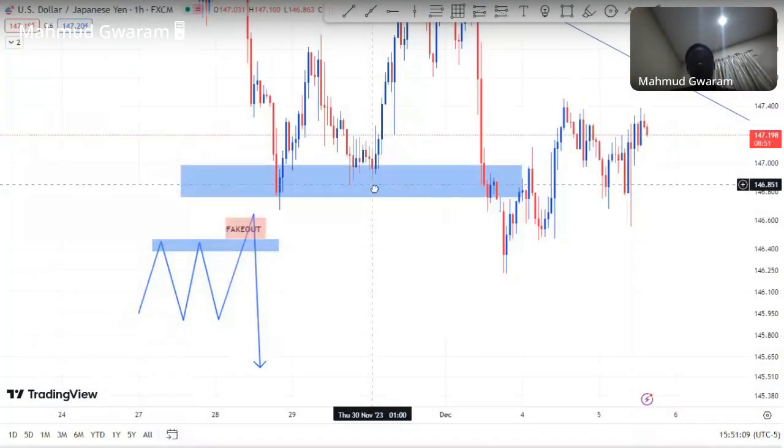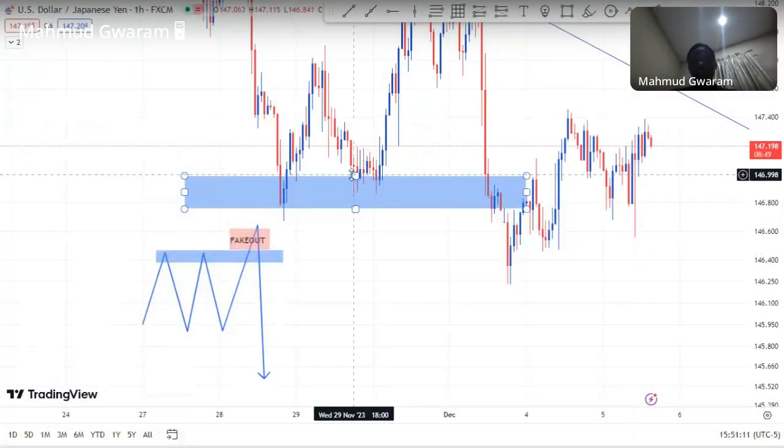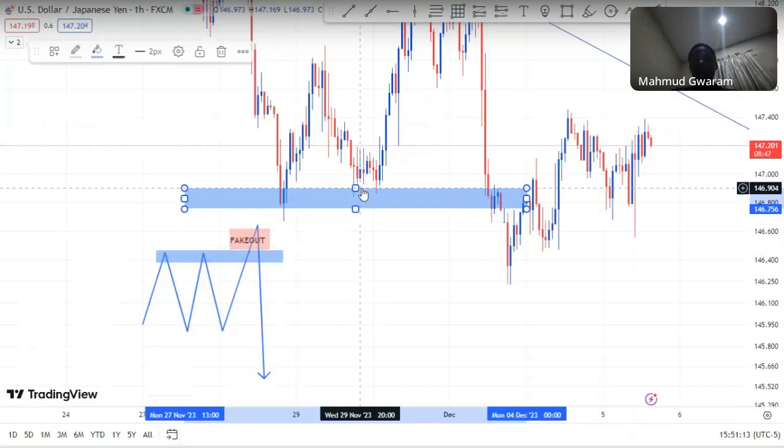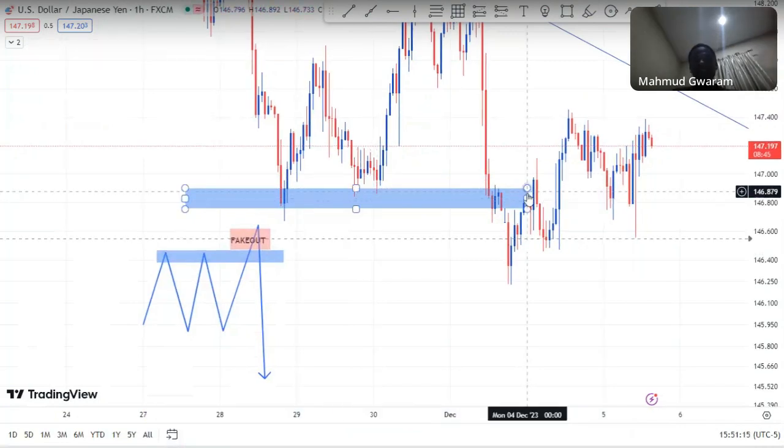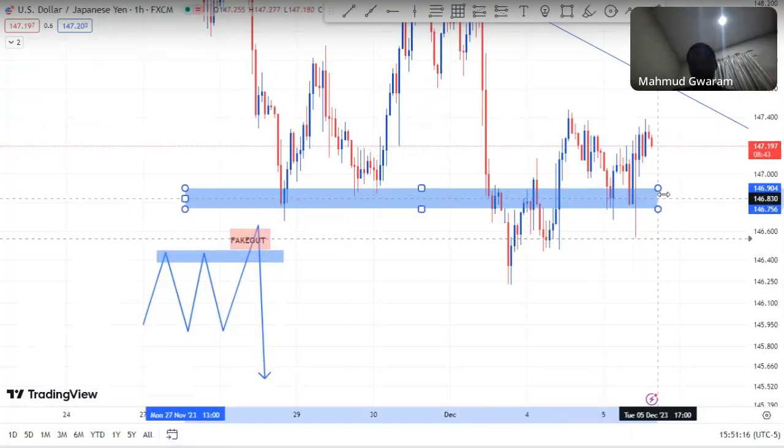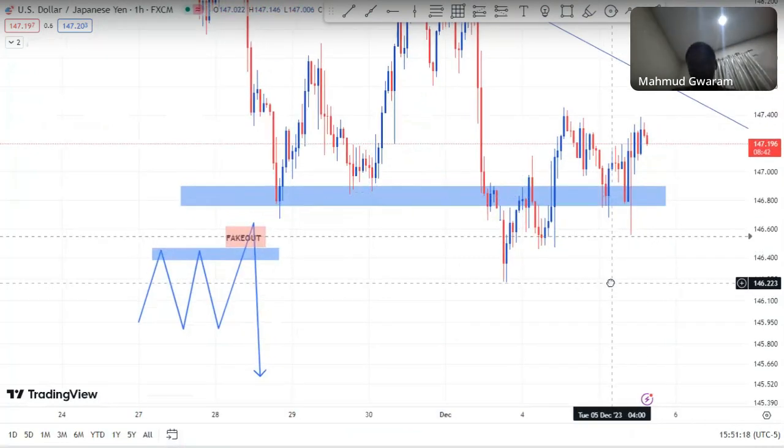I just hope you guys are with me. This is what I'm trying to explain. So a fake out, and that's why I even explained it. If you look at this place, these two places are pure fake outs.